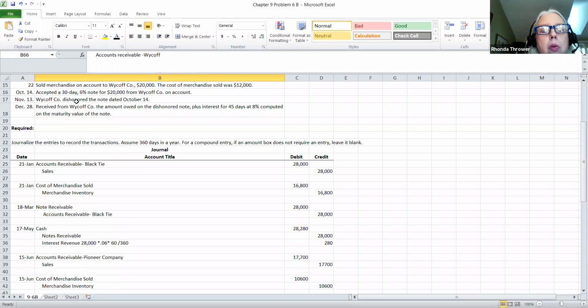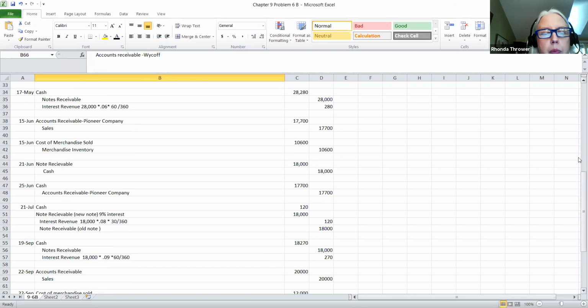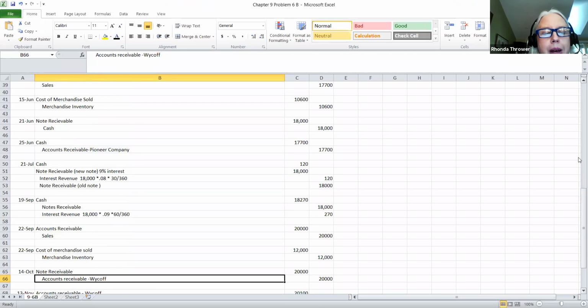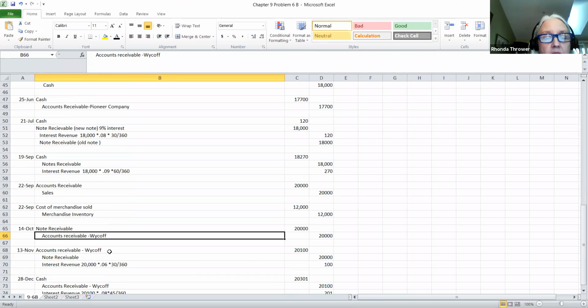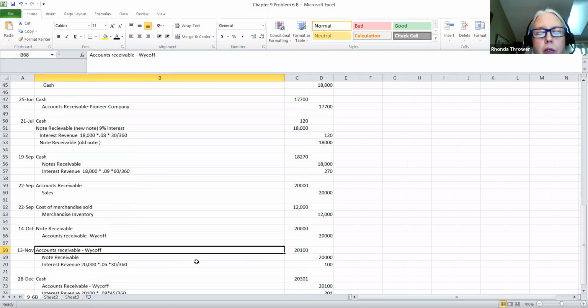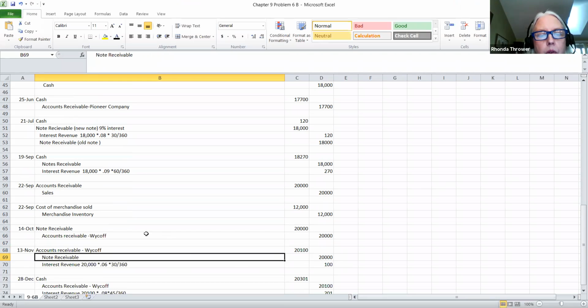Because this Wyckoff person owes us 30 days in interest, the accounts receivable will go back on the books at the maturity value of the note. Remember, the maturity value is the principal of the note plus the interest. We're taking the notes receivable off for what it was originally established for. Right here was the original note. We're taking it off of our books because this company has dishonored the note.